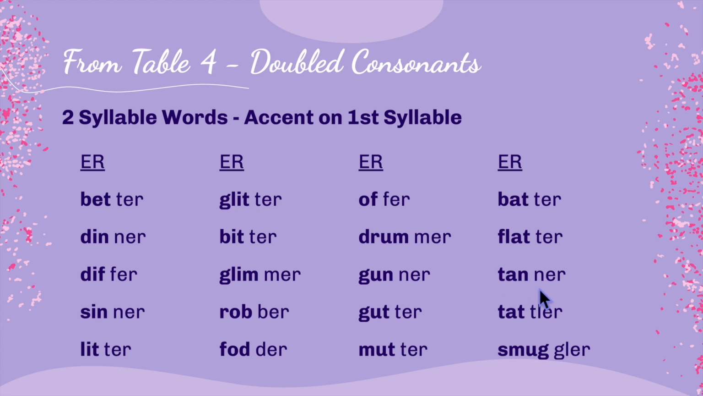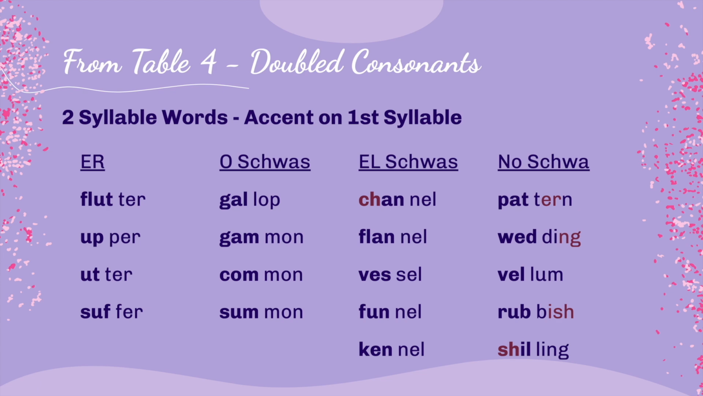flatter, tanner, tattler, smuggler. Here are more two-syllable words that are accented on the first syllable. Just like the previous page, the words have all been divided between the double consonants. So right here, we divide between the two T's, the two P's, the two F's, the two L's, and so on.